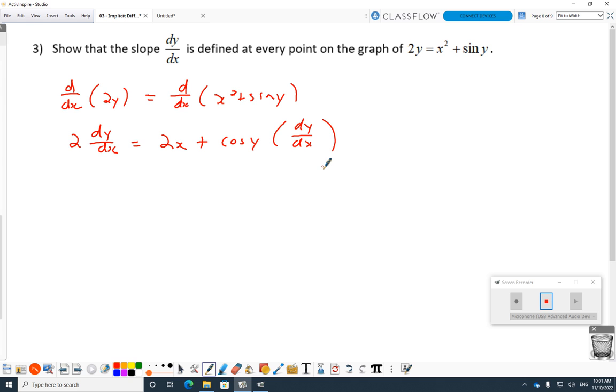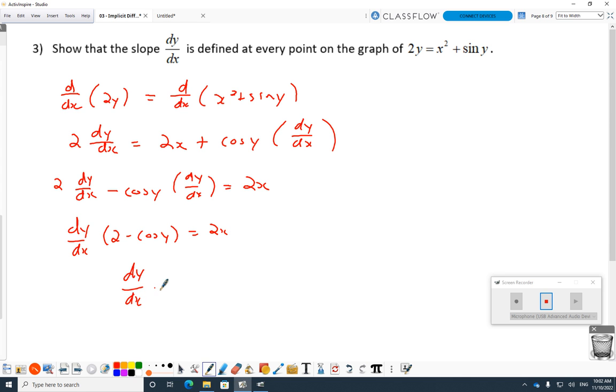I'll let you digest that for a second. I'm all open for questions. I just want to show the next steps of how I would then get dy/dx. Bring this over, and common factor that dy/dx. And then I'm going to answer the question and pause for questions.